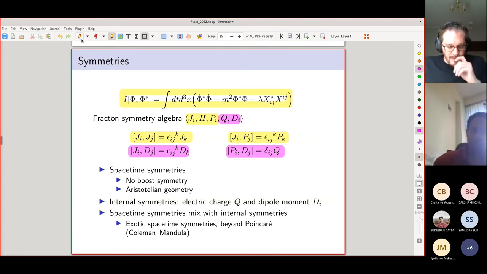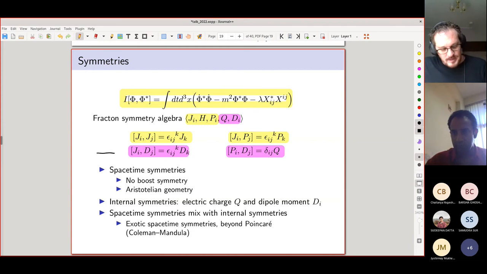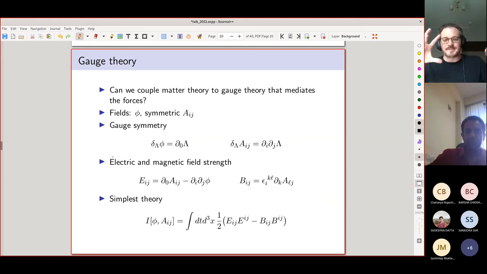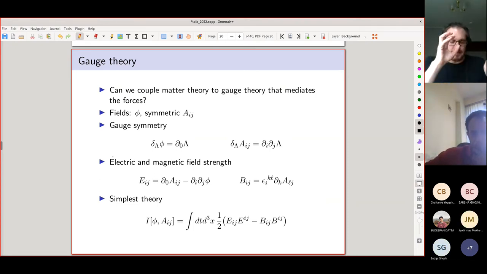And there's also something interesting that you might be a little bit unfamiliar with, which is that the space-time symmetries mix with the internal symmetries, which is basically this part here. And this is something that one can call exotic space-time symmetries. That is unusual for Poincaré symmetries, because there the Coleman-Mandula theorem, to some extent, I will come back to this later at some point, forbids this kind of interactions for the theories that are part of these theorems. Okay.